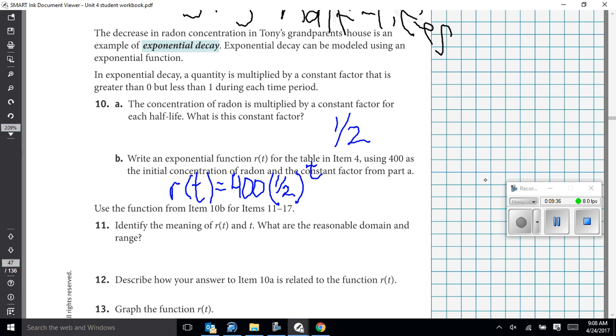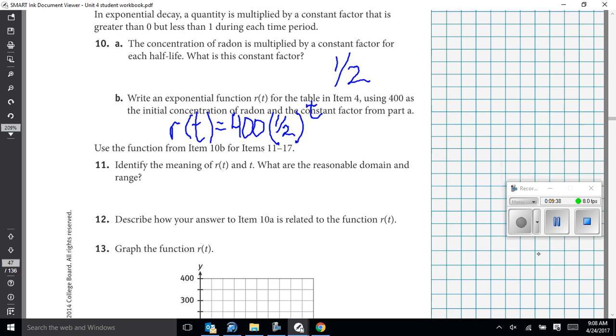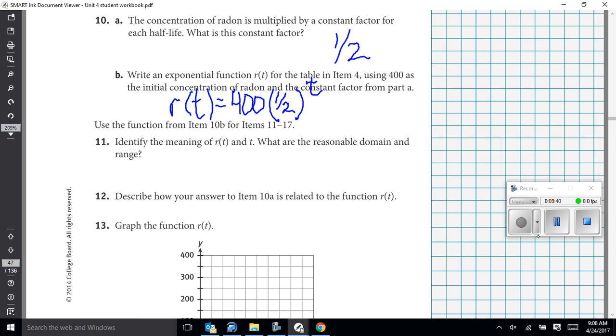All right, so in your groups, let's look at number 11 through 17. So we're going to use the equation we just built. So identify the meaning of R(T) and T. What are reasonable domain and range? All right, so when we're looking at domain, what are we looking for?